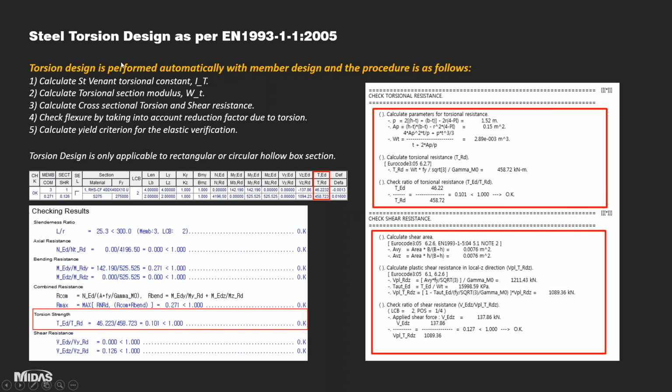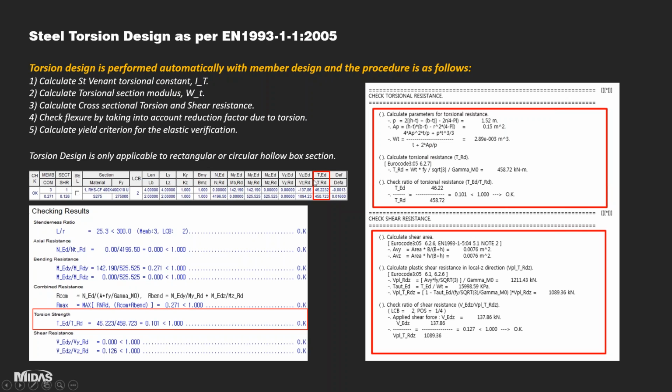Torsion design is performed automatically with member design, and the procedure is as follows. We can consider the Saint-Venant torsional constant, the torsional section modulus, and the cross-sectional torsion and shear resistance, and flexural resistance by taking into account the reduction factor, and also the yield criterion for the elastic verification. As you see here, this is the table format result we can get from the steel design result.